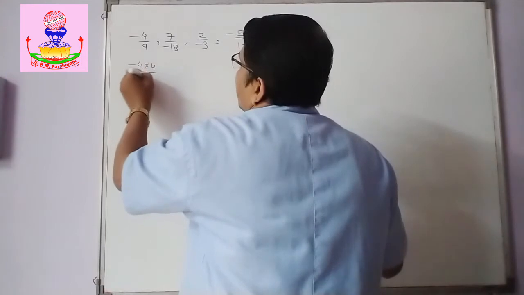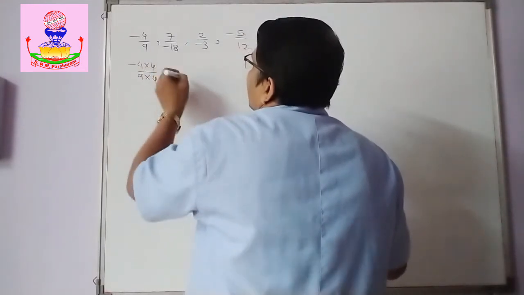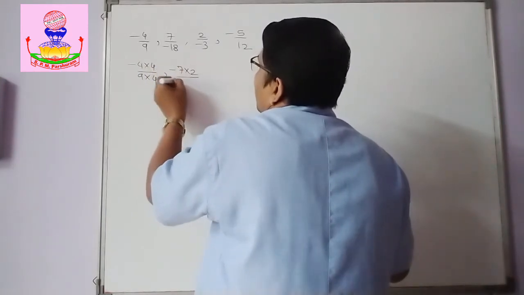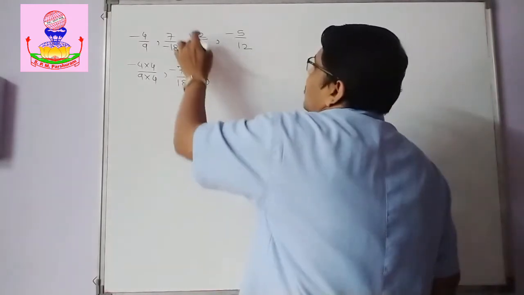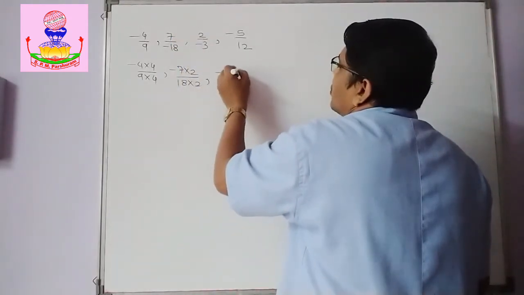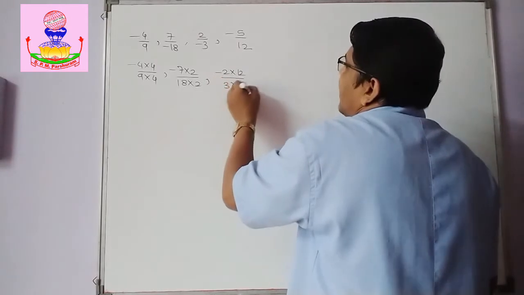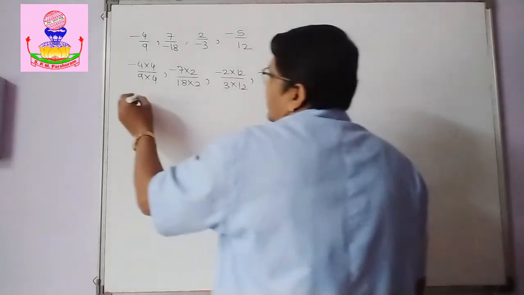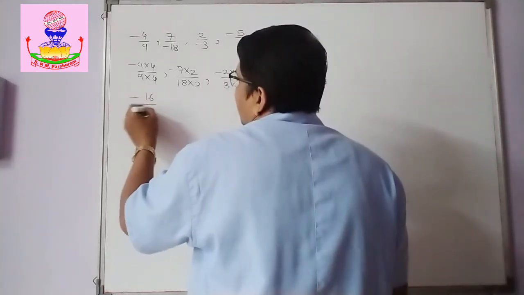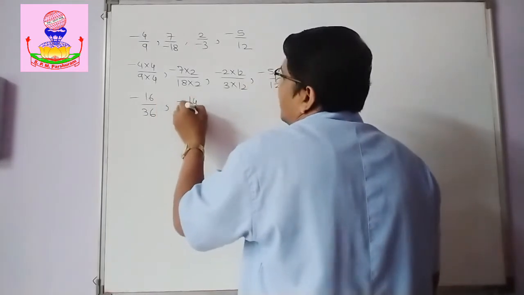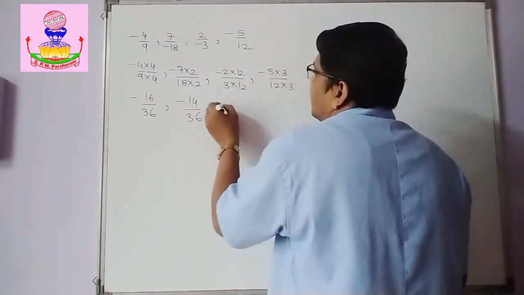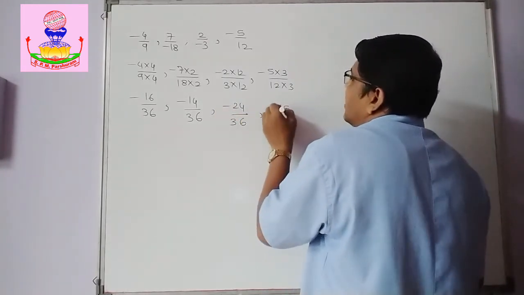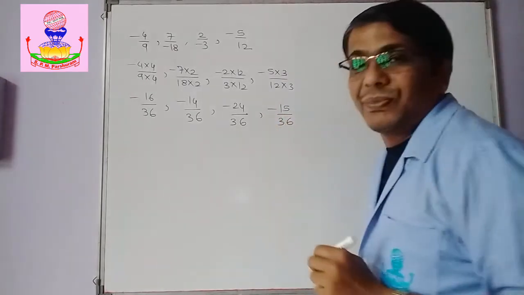Okay, so minus 4 into 4 upon 9 into 4. Now this minus, take it to the numerator. So minus 7 into 2 upon 18 into 2. Here also minus sign, take it up. So minus 2 into 12 upon 3 into 12. And here minus 5 into 3 upon 12 into 3. So this becomes minus 16 upon 36. This is minus 14 upon 36. This is minus 24 upon 36. And this is minus 15 upon 36.